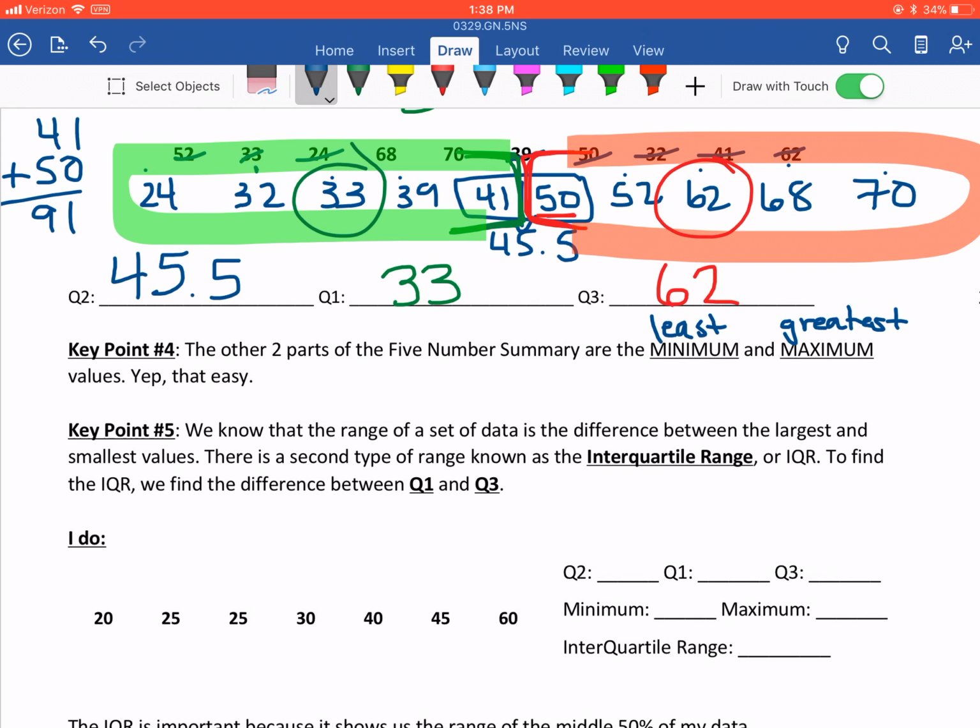So key point number 5, we know that the range of a set of data is the difference between the largest and the smallest values, right? Biggest minus smallest. But there's a second type of range known as the interquartile range, or the IQR. Everybody say interquartile range. Great. Interquartile range. So IQR. To find what the IQR is, all we have to do is find the difference between Q1 and Q3.